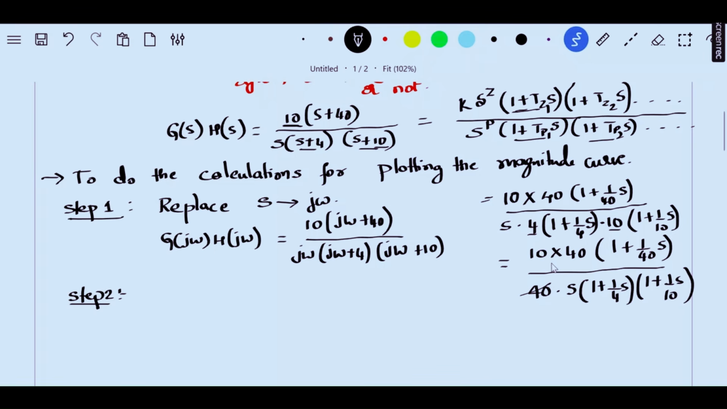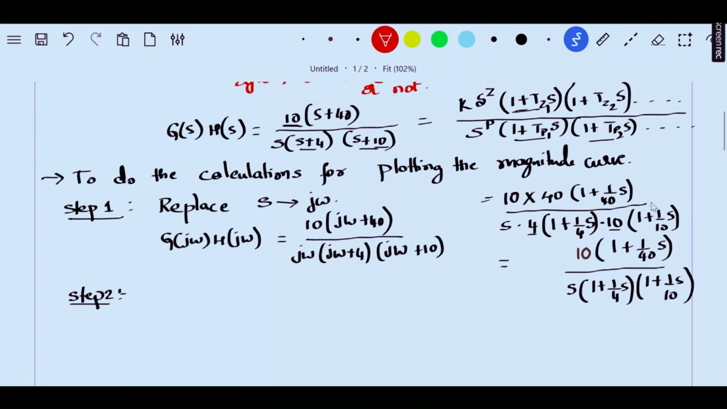Now 40 gets cancelled. So finally, this I'll erase here, and I'm going to write this as 10 because 40 got cancelled, and this 40 is also erased here. So finally the last equation we get here is 10 into 1 plus 1 by 40 into S, whole thing divided by S into 1 plus 1 by 4 into S, and 1 plus 1 by 10 into S. So this is what we got.